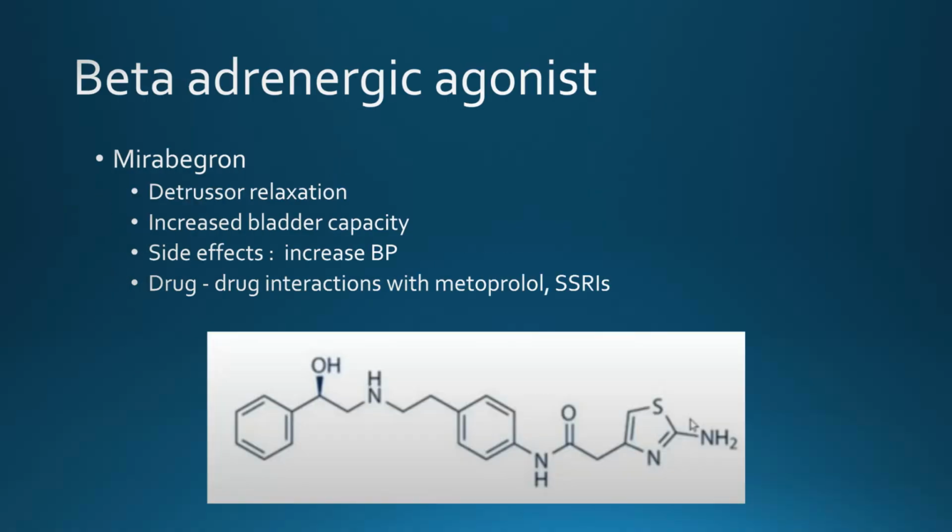Mirabegron is an adrenergic agonist as opposed to muscarinic. That's just a different mechanism. You can see the chemical formula. One of the issues is that it has drug interactions with beta blockers. It can increase blood pressure. For the hypertensives, which 85% of older adults are, it's not an ideal medication.